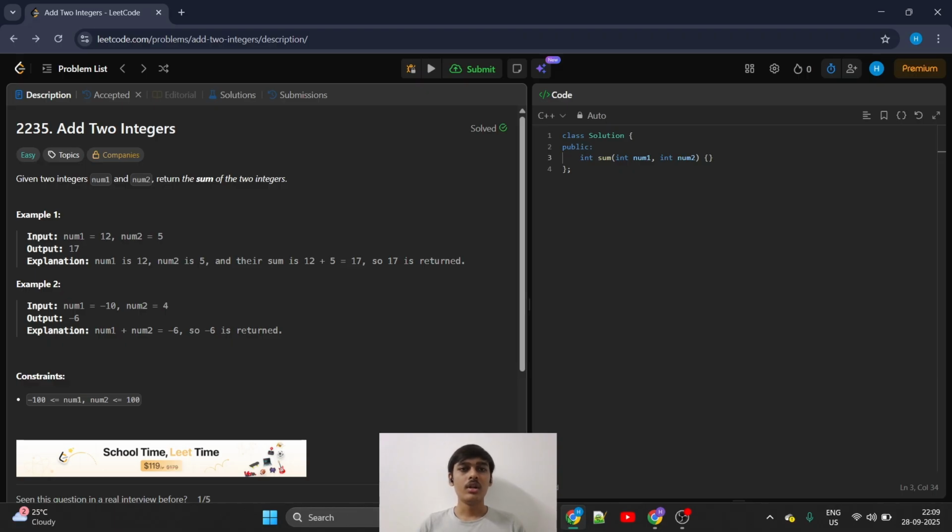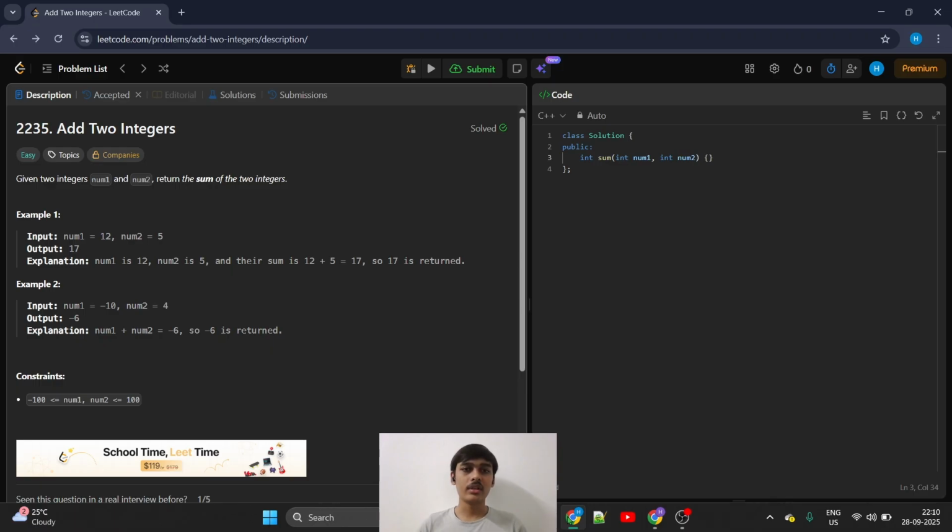Today we solve LeetCode question 2235, Add Two Integers. Here we are given two integers, num1 and num2, and we have to return the sum of the two integers.